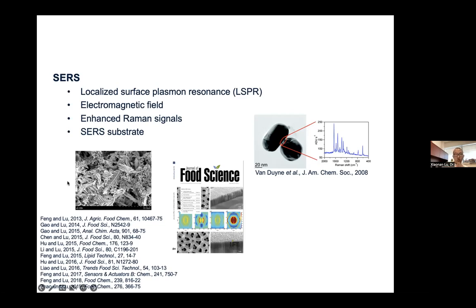This interaction will significantly enhance the very weak Raman signal intensity, and theoretically, by using surface enhanced Raman spectroscopy, it is able to detect a single bacteria cell or a very trace level of chemical contaminant in the sample matrices. So the key to applying SERS technology is to fabricate a very good SERS substrate in order to increase the sensitivity of Raman spectroscopy. In my research group, we develop different types of SERS substrates in order to enhance the very weak Raman signals derived from the samples.